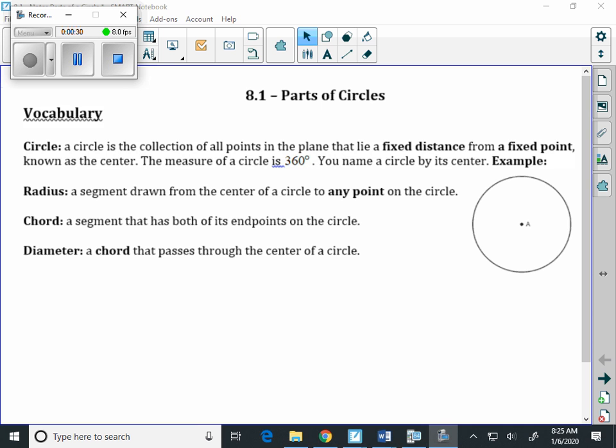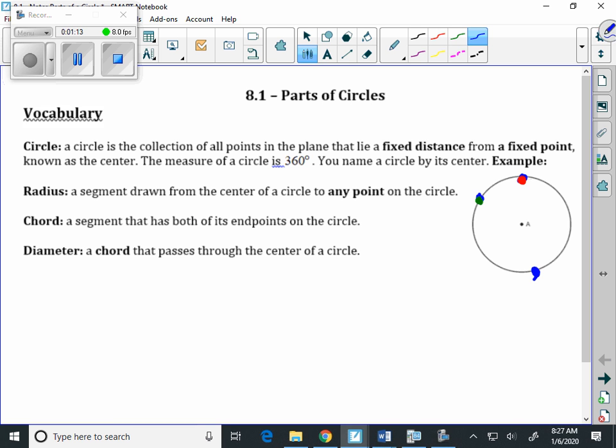In this particular circle that we have, in terms of this definition, A is the center of the circle, and all of the points that make up the circle are the same distance from the center. So this point here is the same distance as this point here, from A to the green point, from A to the red point, from A to the blue point. Those all have the same distance.